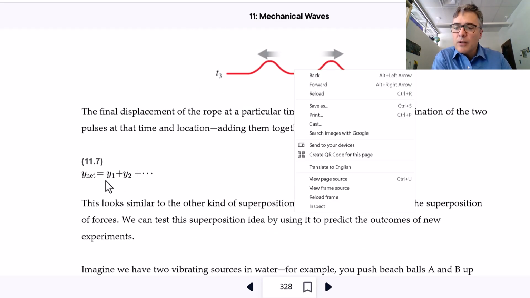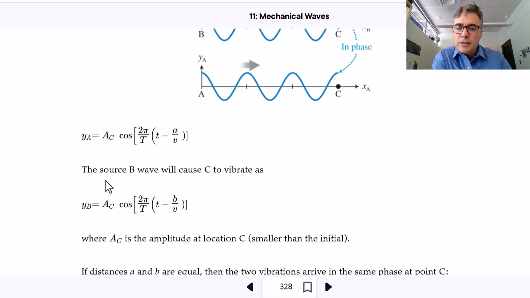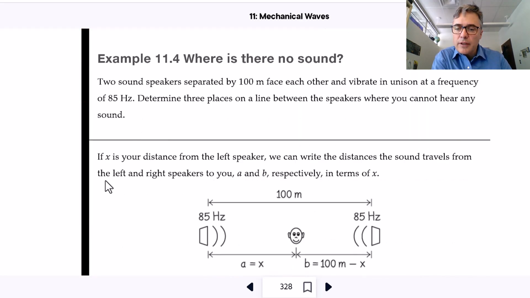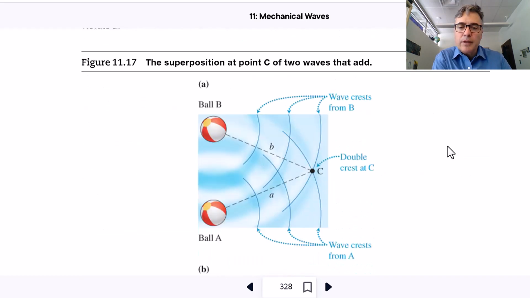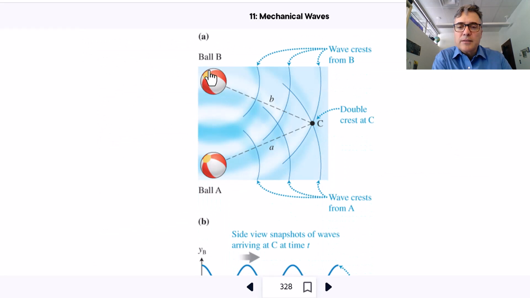So there's something called the principle of superposition. It's introduced a little bit more carefully a little farther down. When multiple waves pass through the same medium at the same time, the net displacement at a particular time and location in the medium is the sum of the displacements that would be caused by each wave if it were alone in the medium at that time. So y net equals y1 plus y2 plus however many waves are being combined at that position. So that's for wave pulses. We're next going to analyze, I think, some sinusoidal waves.